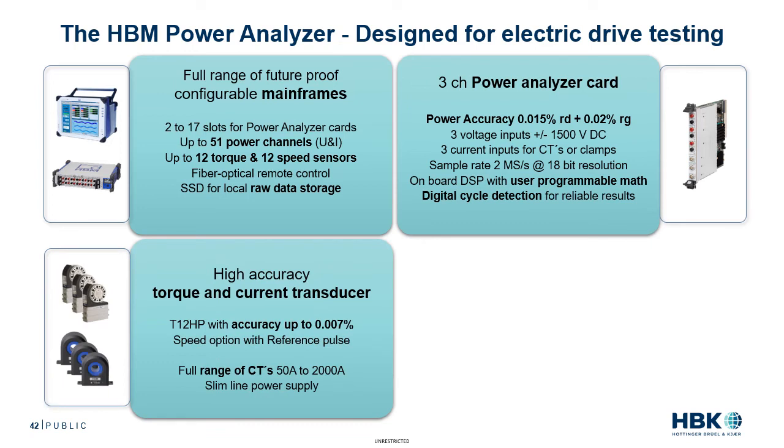And then there's the high accuracy torque and current transducers, T12 HP with accuracy up to 0.007% with a speed option with reference pulse, and full range of CTs from 50 amps to 1200 amps. Actually, there's even one up to 2000 amps, and a slimline power supply.